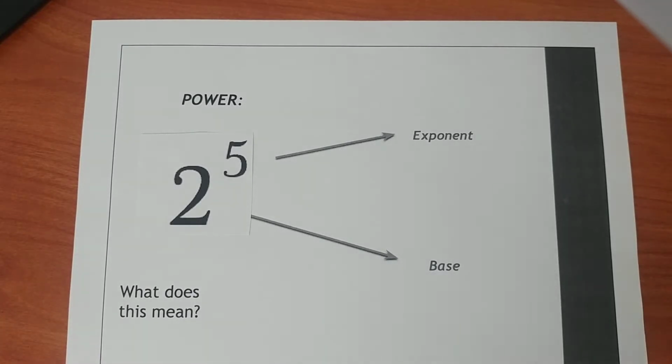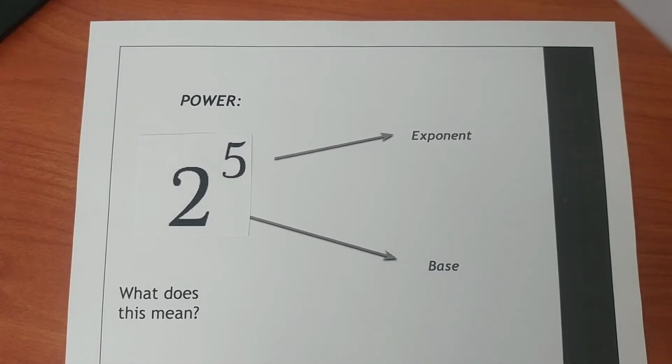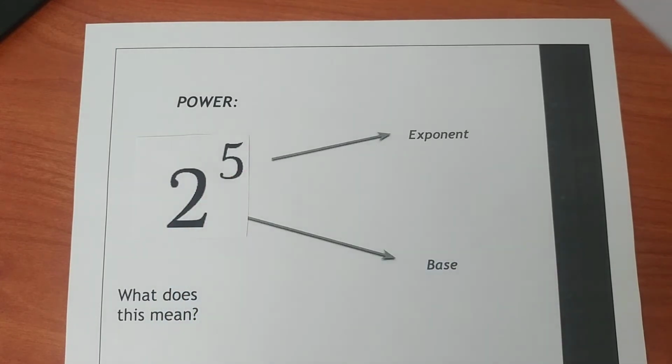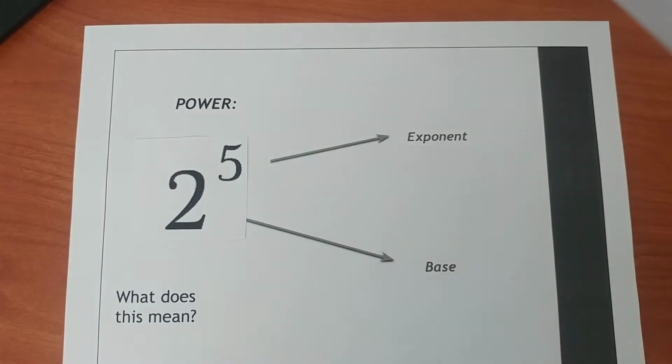Here I have an example of a power. If you can write this down in your notes, it is read 2 to the 5th power. This power is a shorthand way of writing a multiplication problem. It has 2 parts, a base and an exponent. Do you know which is which?